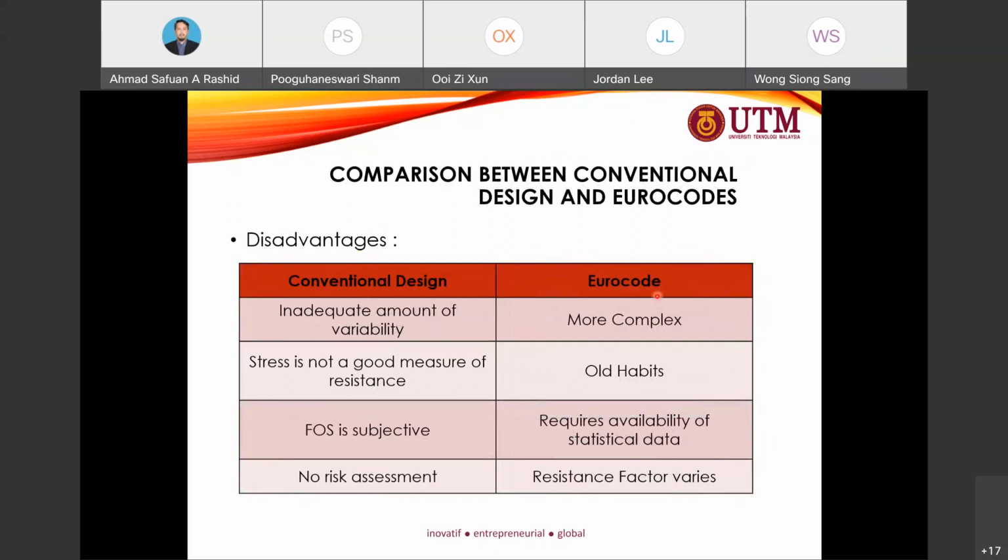The disadvantages of the conventional design: inadequate amount of variability, stress is not a good measure of resistance, factor of safety is subjective, no risk assessment. However, the Eurocodes are more complex. They require availability of statistical data, and resistance factor varies. So I just want to mention here that the Eurocode is, for me, much more complex compared to the conventional design or British standard.